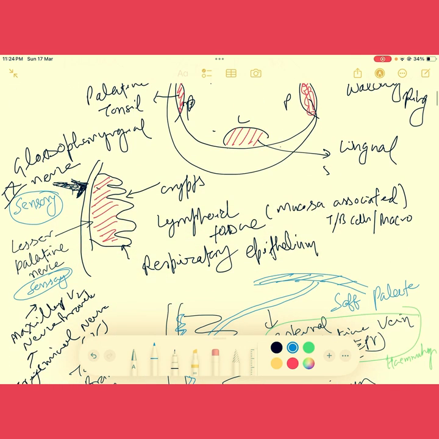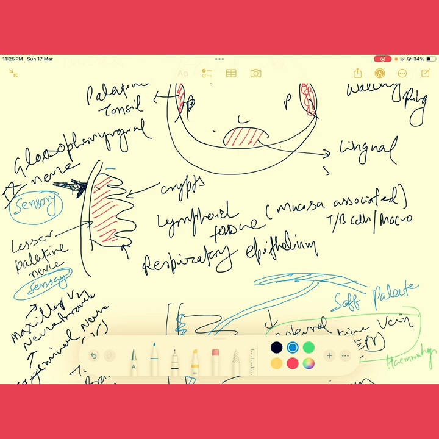Now, the palatine tonsil has some crypts and is covered with respiratory epithelium. It is a lymphoid tissue, mucosa-associated lymphoid tissue, which contains T cells, B cells and macrophages, and they protect from bacterial infection.